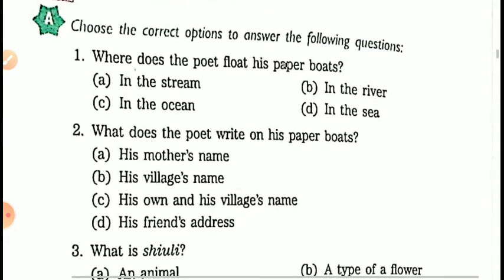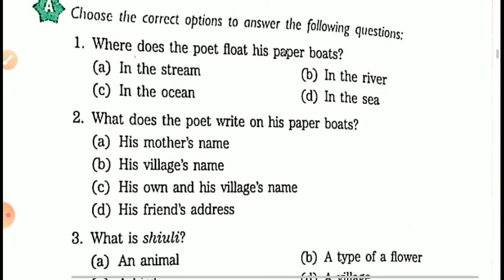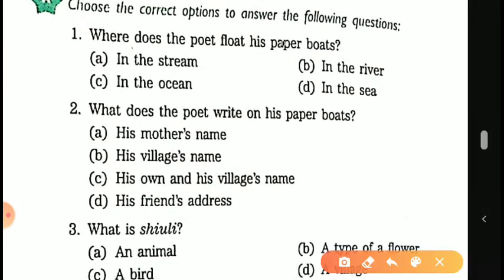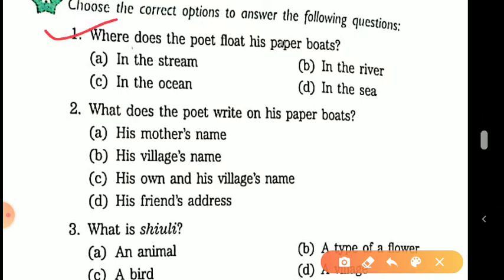5 questions. Let's start with the first one. Where does the poet float his paper boats? Answer: option A, in the stream. The poet floats his paper boats in the stream.